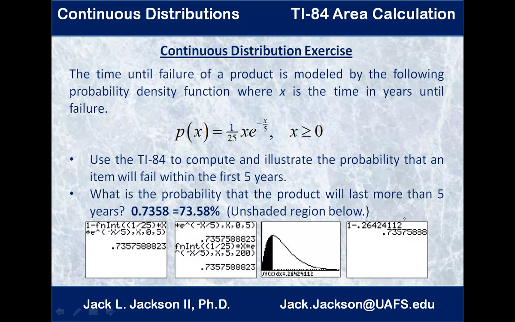The first part of the screen, I actually figured it out directly for the more than 5 years. I did it 2 ways. One is I just did 1 minus, and I found the area under the curve from 0 to 5 and subtracted it from 1. And then I did it directly using 200 as infinity, and did that here when it said from 5 to 200. And if you notice, there's no difference in those. Now technically there is some little bit of area beyond 200, but it's so small it doesn't show up in the decimal places we have here.